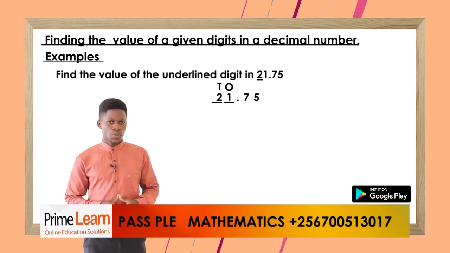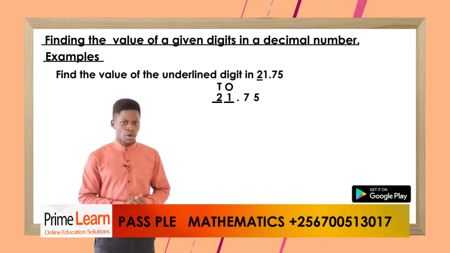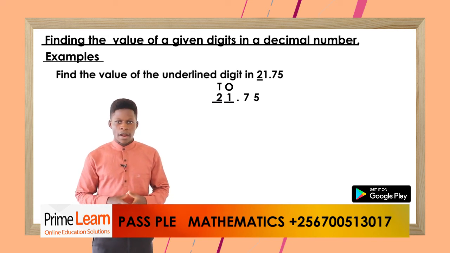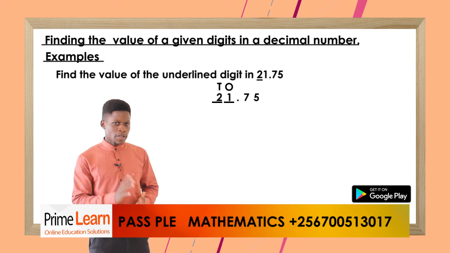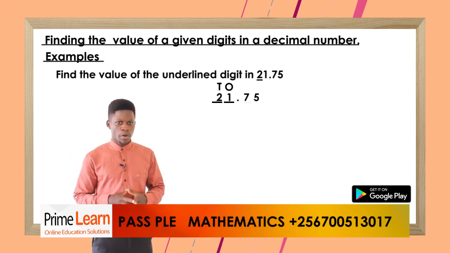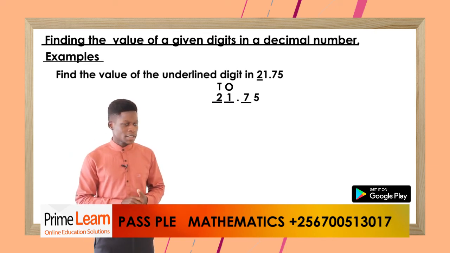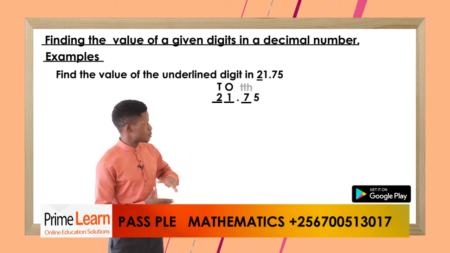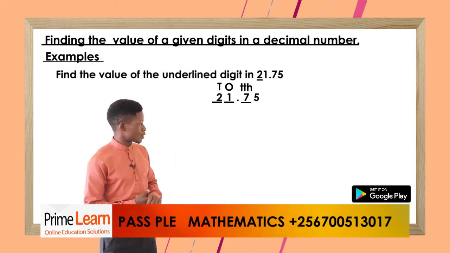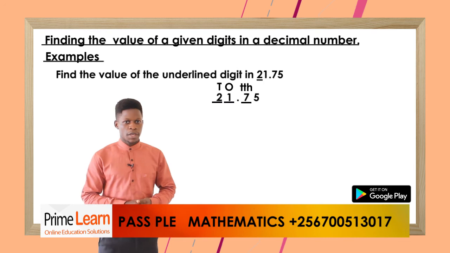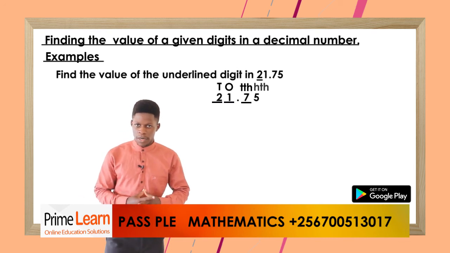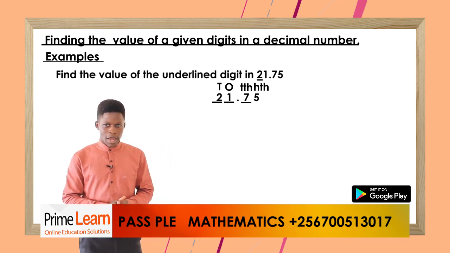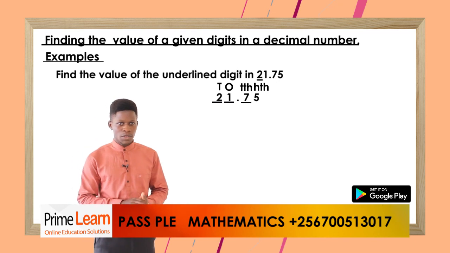We are going to also indicate the place value of each digit in the decimal part. The first digit just after the decimal point in the decimal part is always given the tenths place value, as you can see on the screen, and then the next one will be in the hundredths place value. Don't forget that they want us to get the value of the underlined digit in this number.